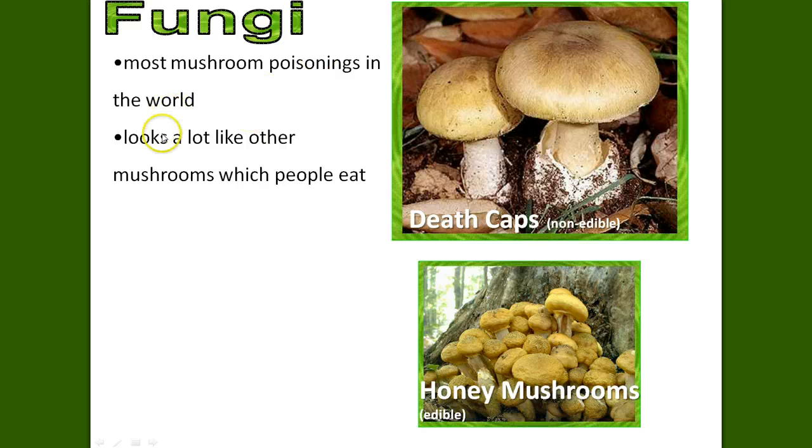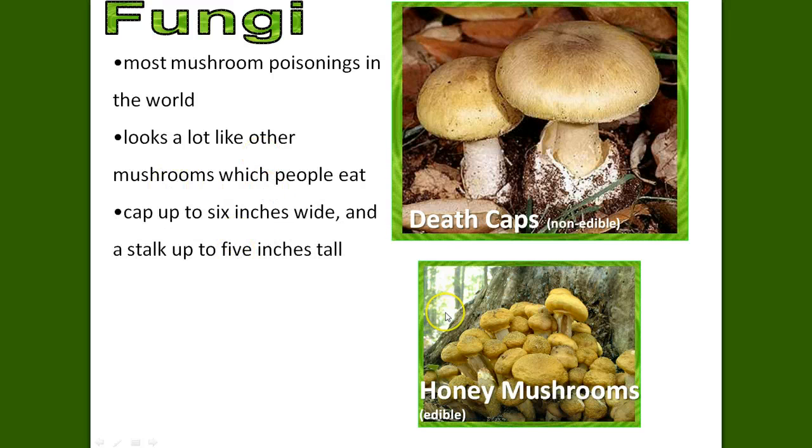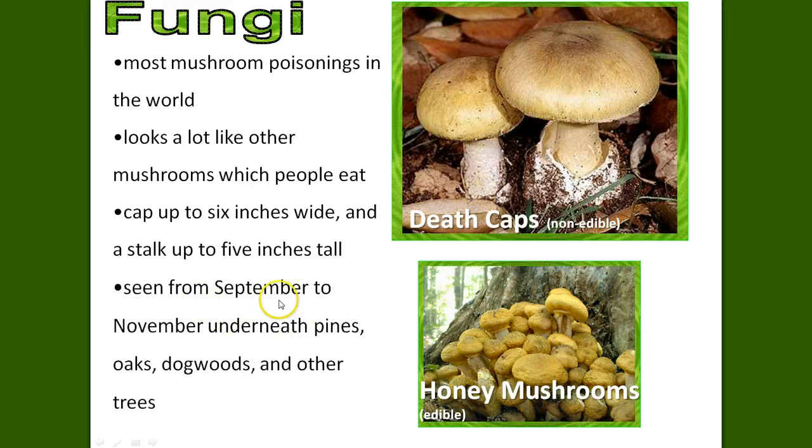Most mushroom poisonings in the world come from a non-edible mushroom called a death cap. But the problem is that they look a lot like other mushrooms that people eat, like these honey mushrooms. The cap is up to 6 inches wide, and the stalk is up to 5 inches tall. They're seen from September to November underneath pines, oaks, dogwoods, and other trees. So basically, if you don't know if it's a death cap and you don't want to be dead, you better not be eating mushrooms out of the forest. That's just as easy as you can understand it.